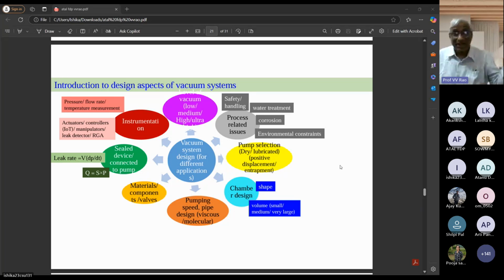And in ultra high vacuum, flow is not always from the chamber to the pump. There can be flow from the pump to the chamber, because nobody knows. Each molecule is independent. Just like a molecule from the chamber goes all the way to the pump, a pump oil molecule also will come all the way through the same pipe.